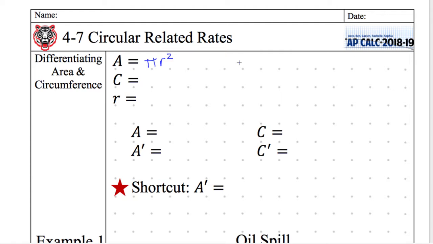Pi r squared. My pen width is a little bit off. I want it 1.5. Thank you. 1.6 is good. Let's see what it looks like now. Pi r squared. I like that.